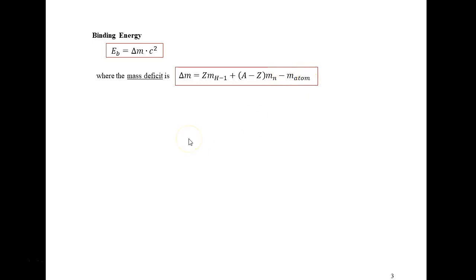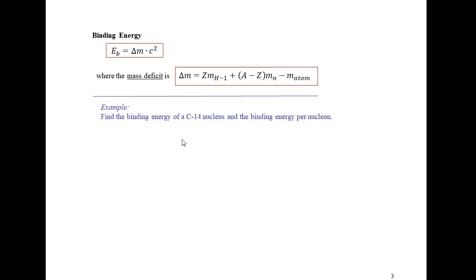Okay, so as an example, watch, we'll do an example. Let's suppose you want to find the binding energy of a carbon-14 nucleus, and then we'll divide by the number of nucleons to get what's called the binding energy per nucleon. Okay, so what I would have to do is I first have to find the number of protons. So how many protons does carbon have?